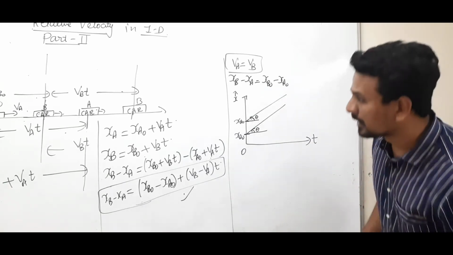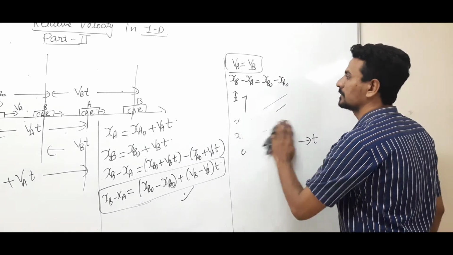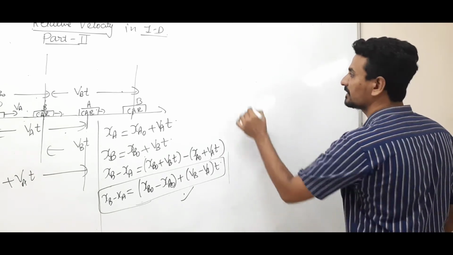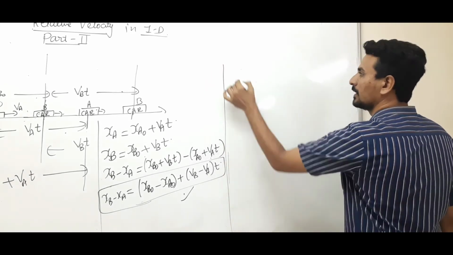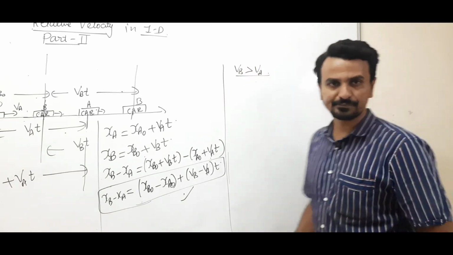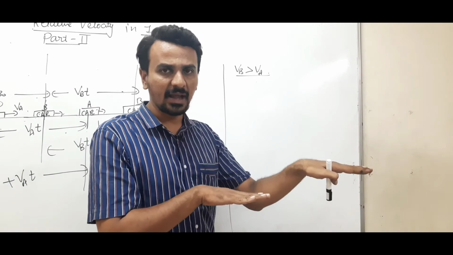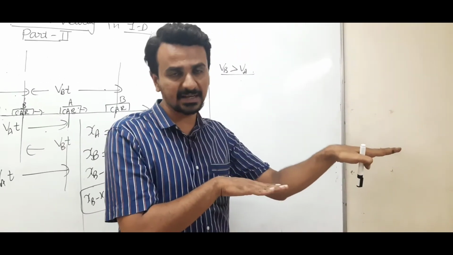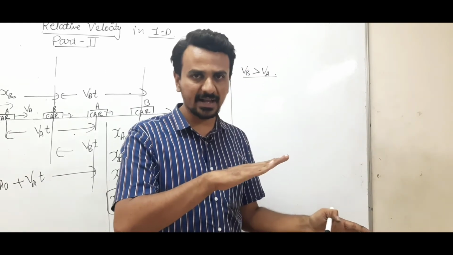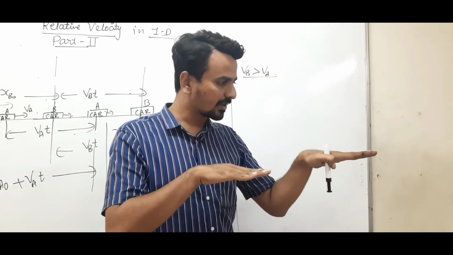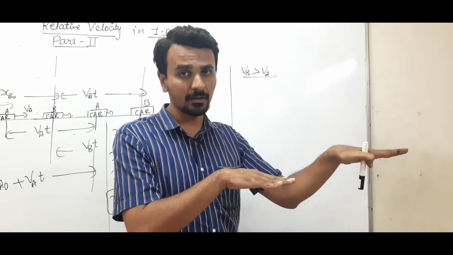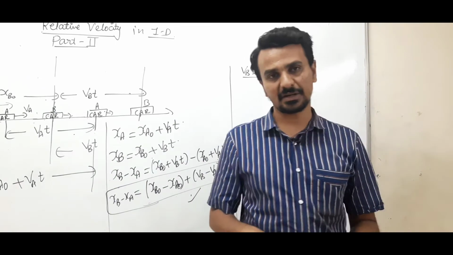What if now, let us say VB is greater than VA? If VB is greater than VA, already B is ahead of A. This was your car B, this was your car A, and now B is moving with more velocity than car A. They will never meet each other. Both are moving in the same direction with B having more velocity than A. So then they will never meet each other.